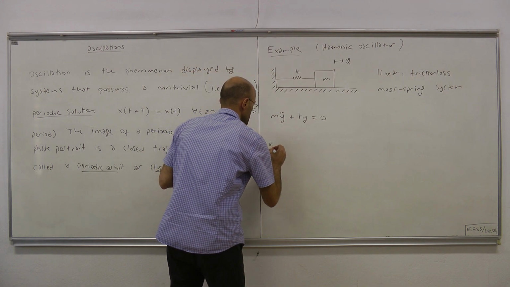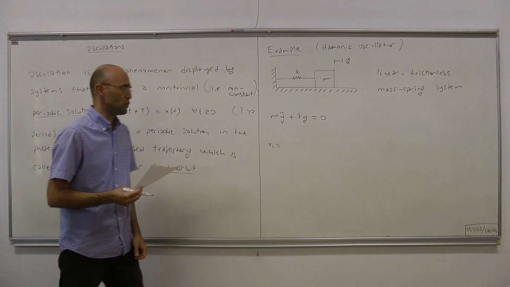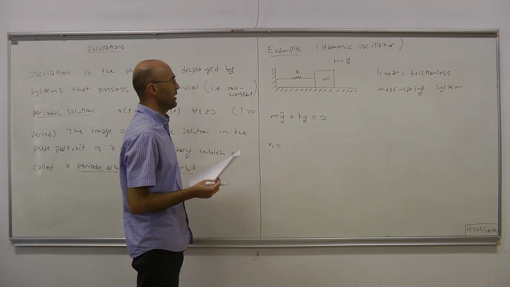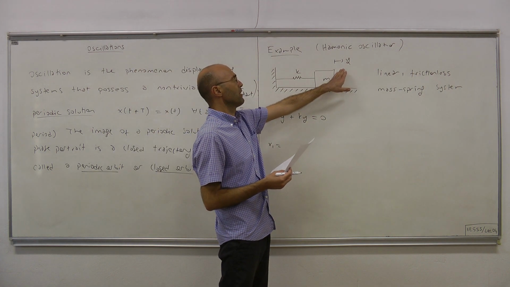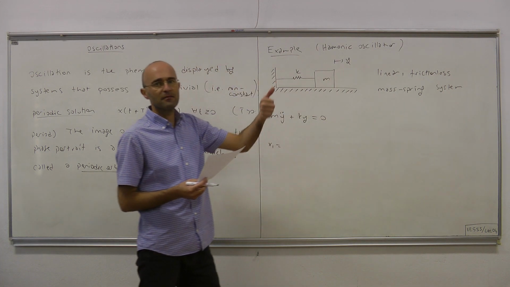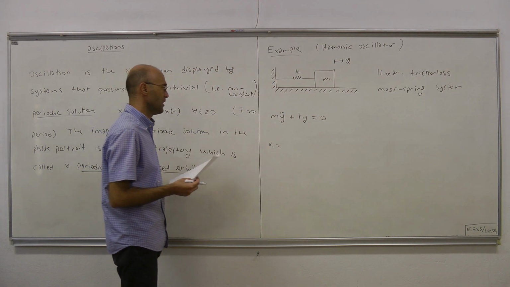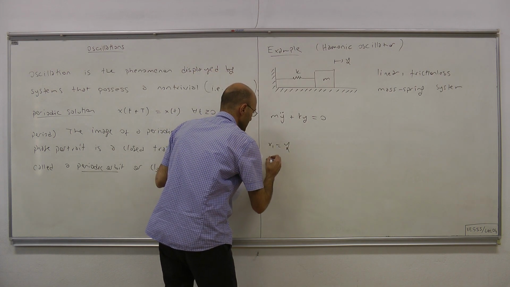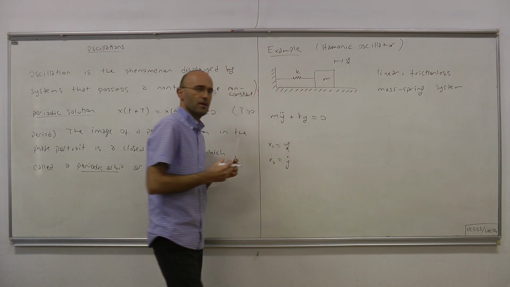So let's choose, as usual, the states as physically meaningful variables, and physically meaningful variables in this case are position and rate of change of position, namely velocity. So let x1 be the position of the block, and the second state be velocity. Okay.